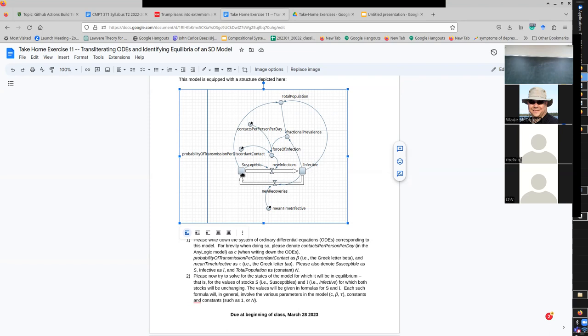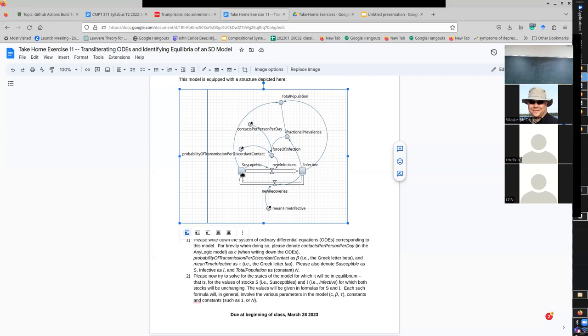Can anyone remind us, what is the force of infection? What is it in brief terms? What are its units or dimensions? So good try, but the people per day would be the flow of new infections. The flow of new infections here is susceptible times the force of infection. What does that suggest the force of infection is?